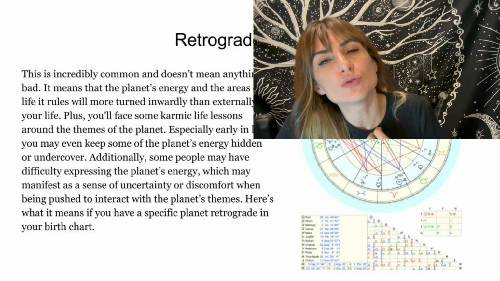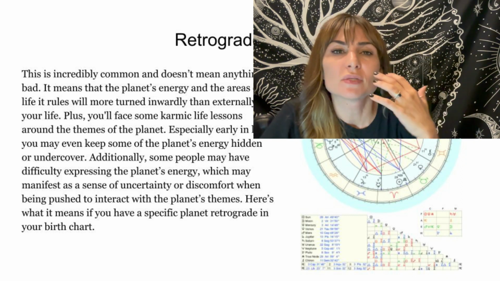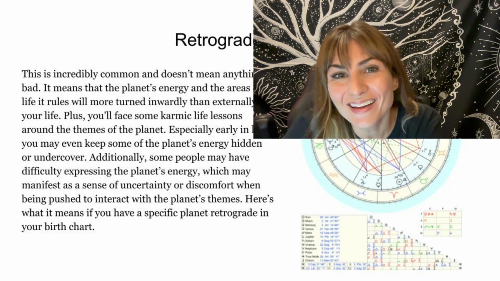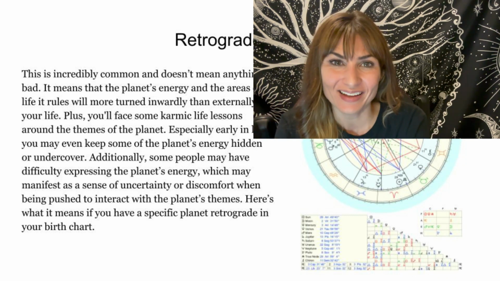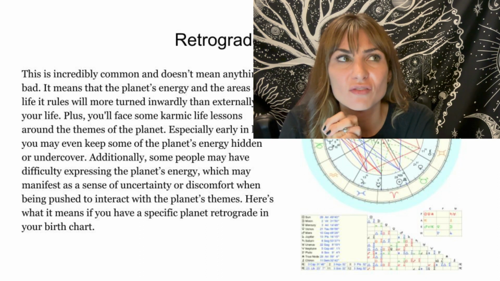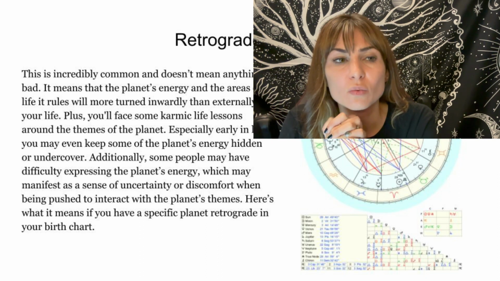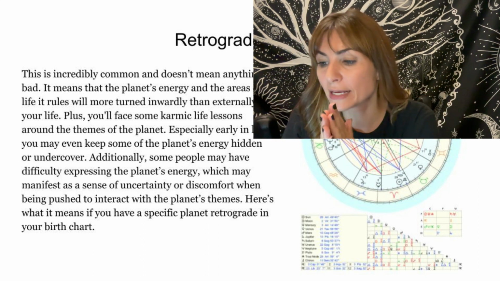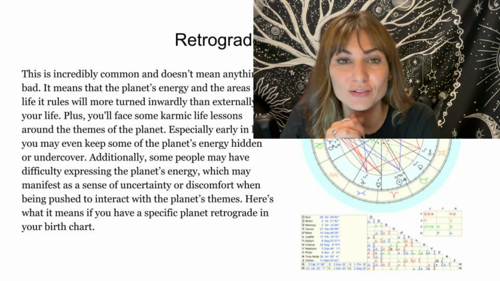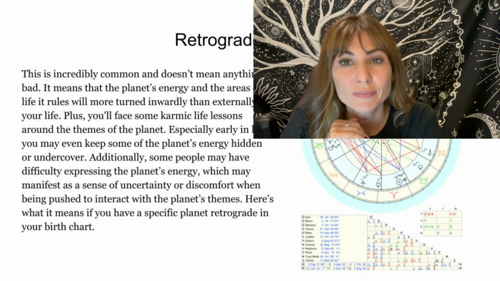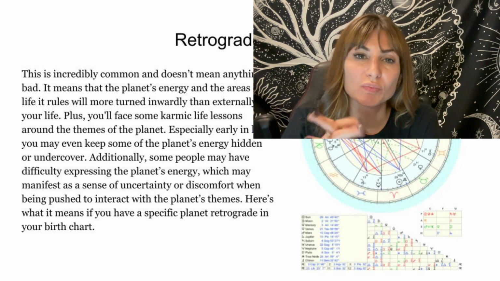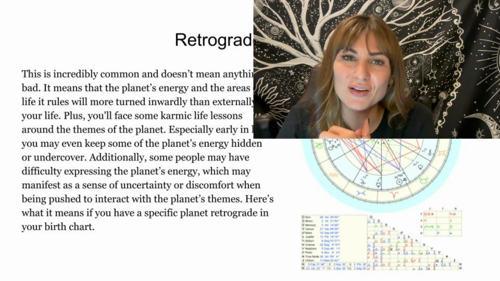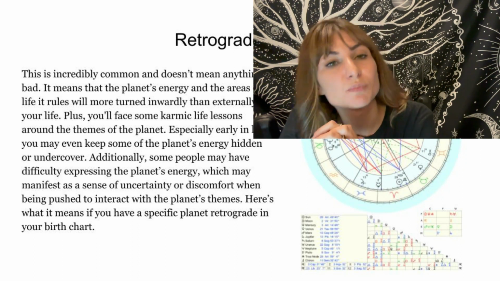A lot of times it will manifest itself in either a very quiet way or a very loud way. Sometimes the person has a lot of difficulty with the energy represented by this planet. For example, this person has Saturn, which was in retrograde when they were born. It's also in the 12th house. Planets in the 12th house often have a hard time expressing themselves.